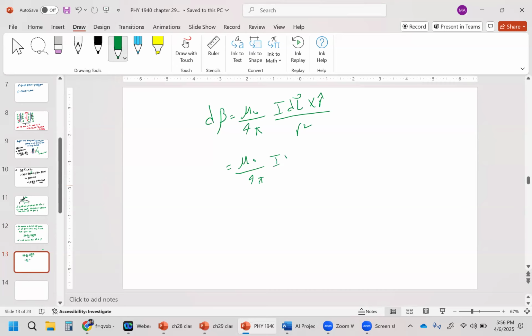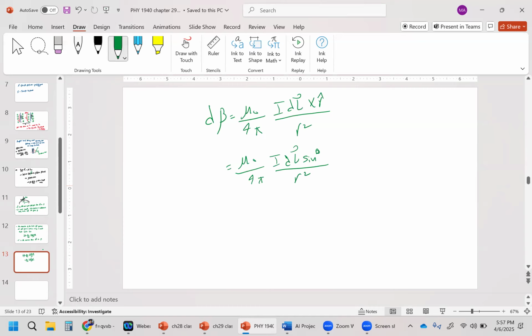I, the first one, which is going to be I dL, times the second one. Now, the second one is going to be your R hat, which is your unit vector. Unit vector is going to be 1. So this is going to be sine squared theta over R squared.